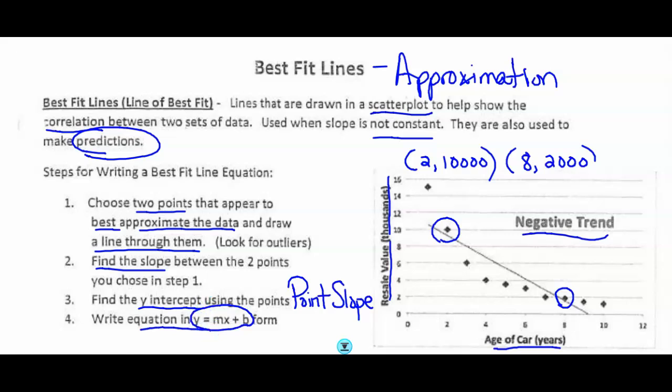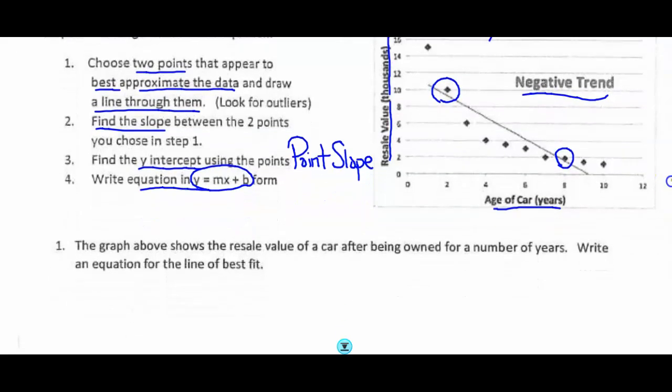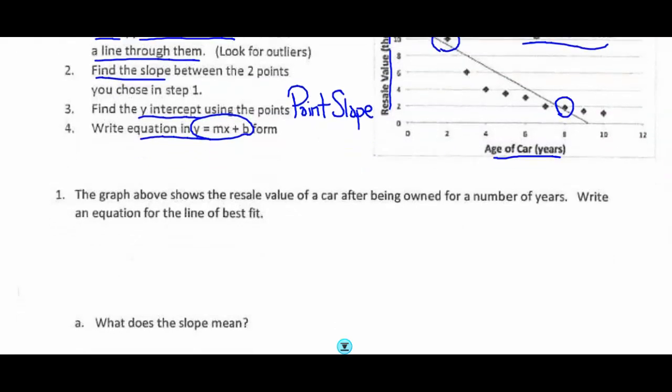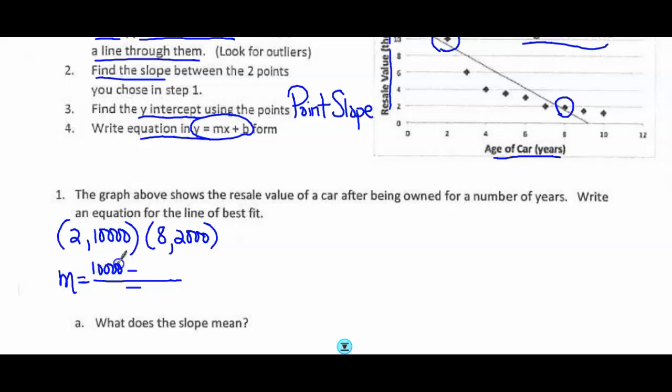So let me pull this down here some. We have our 2 points. The graph above shows the resale value of a car after being owned for a number of years. Write an equation of the line of best fit. So we have our 2 points. I'm going to write them down again. We have 2, 10,000, and we have 8, 2,000. We're going to find the slope using the slope formula. So 10,000 minus 2,000 over 2 minus 8 gives me 8,000 over negative 6.